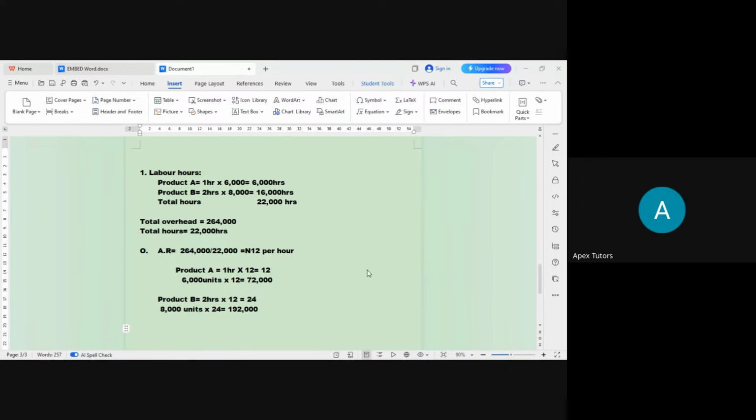Yes, ma'am. Please, from the requirements of the question, we were told to calculate the overhead to be absorbed per unit of each of the units. Once we get the overhead per unit of each, 12 naira for product A and 24 naira for product B, not calculating the total overhead, I think we have satisfied the requirement. Yes, we are okay with that. Okay, sir. Thank you, sir. This is it.